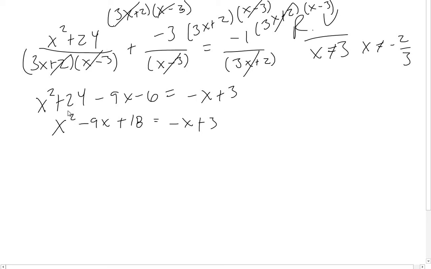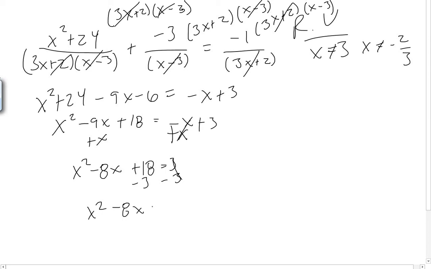The point is, this is a degree 2 equation. It's a quadratic equation. We want it in standard form. We always want them equal to 0. So I should add the x over so that x squared minus 8x plus 18 equals 3, and then subtract the 3 over so that x squared minus 8x plus 15 equals 0. The truth is that these problems are already long enough, so we'll probably give you something that's always factorable.